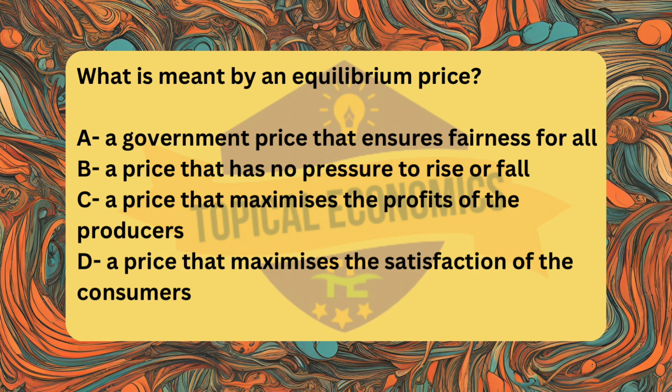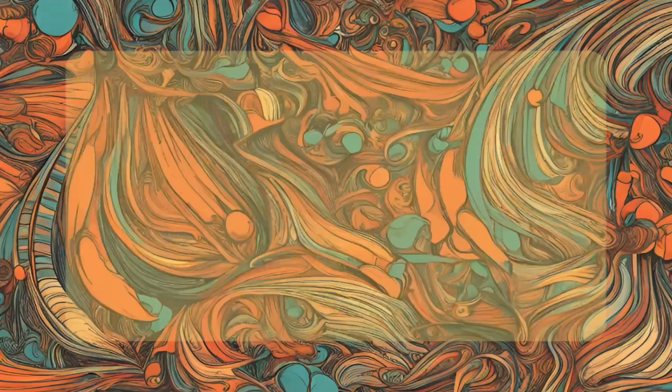The equilibrium price is the price at which the quantity of a good demanded by consumers equals the quantity supplied by producers. At this price, there is no inherent pressure for the price to change, because the market is in balance, supply meets demand. If the price were higher or lower, there would either be a surplus, too much supply, or a shortage, too little supply, which would create pressure to return to the equilibrium price. The other options, A, C, and D, describe different concepts that are not directly related to the definition of equilibrium price. Moving to question 13.